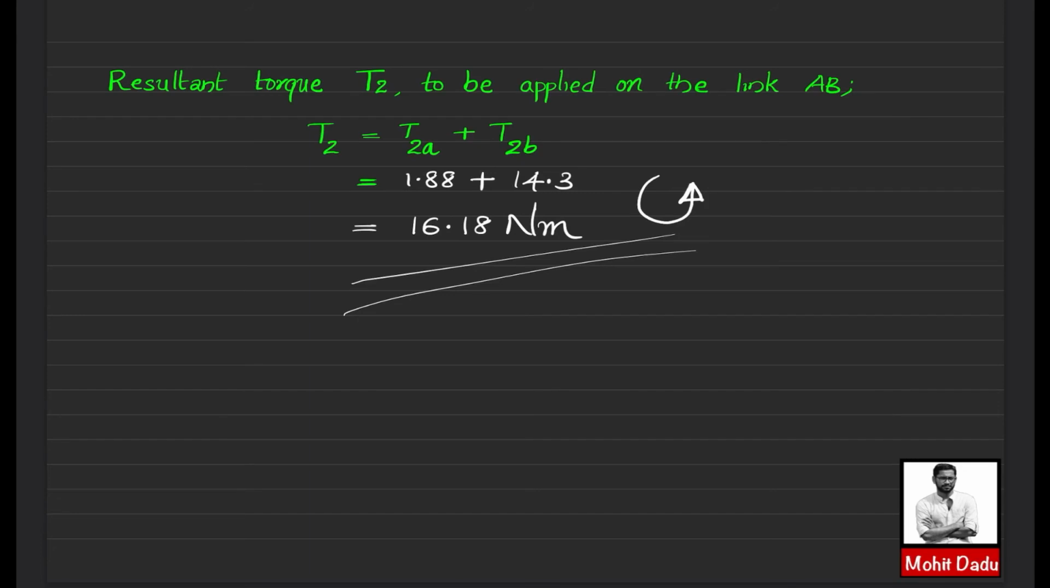So we have analyzed the static force analysis of a 4-bar mechanism where the disturbing thing is a couple which is acting on two links. So we have applied the principle of superposition and this is the final answer.